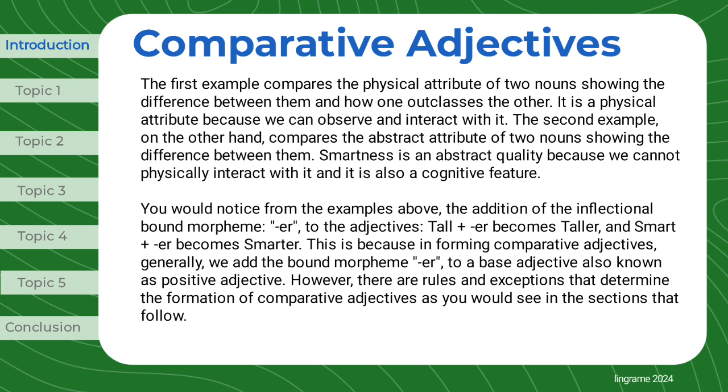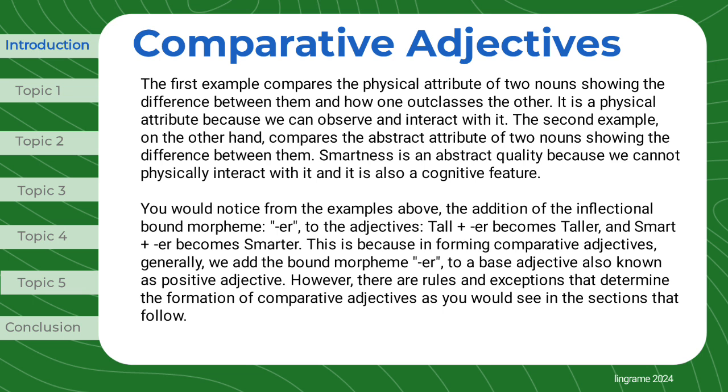The second example, on the other hand, compares the abstract attribute of two nouns, showing the difference between them. Smartness is an abstract quality because we cannot physically interact with it, and it is also a cognitive feature. You would notice from the examples above the addition of the inflectional bound morpheme -er to the adjectives: tall plus -er becomes taller, and smart plus -er becomes smarter.